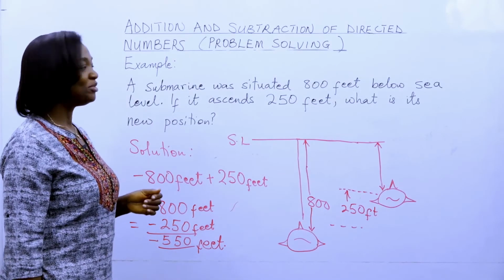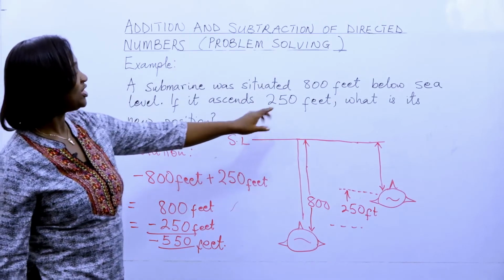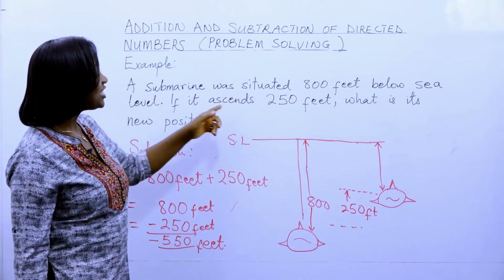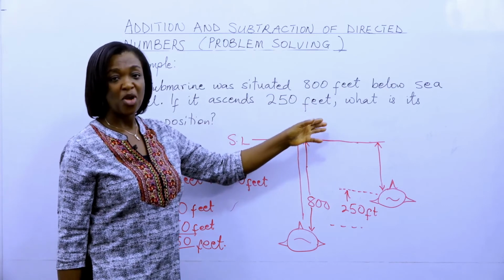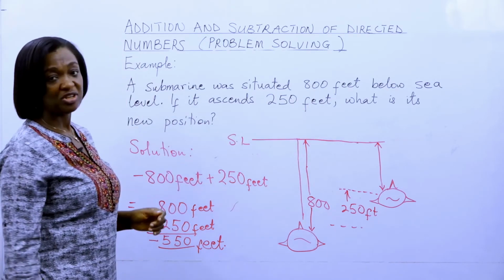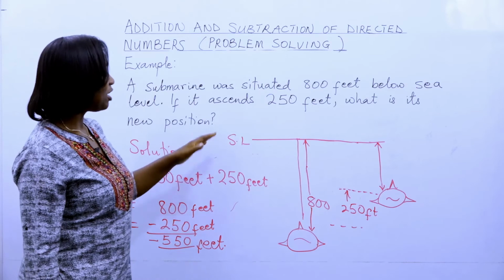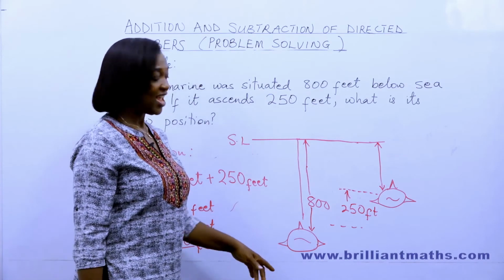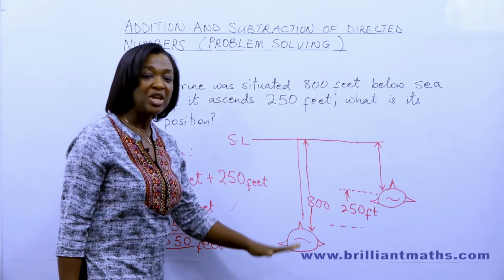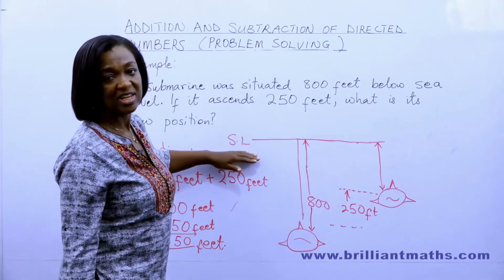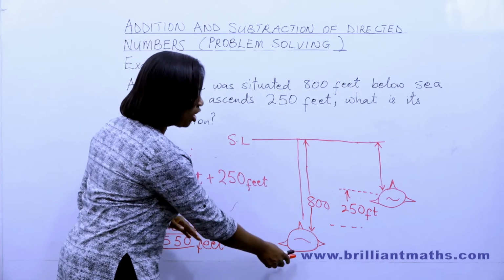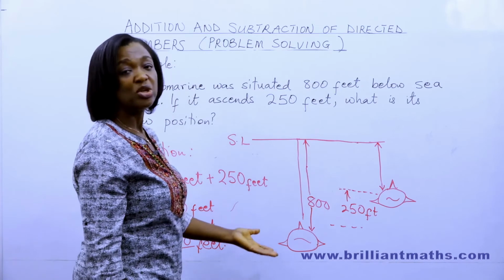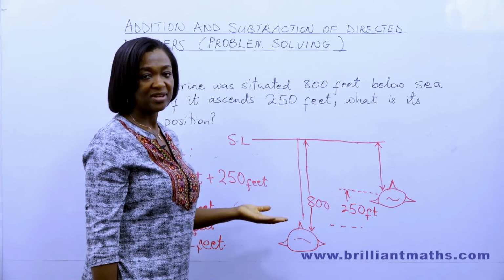Let's look at this example. A submarine was situated 800 feet below sea level. If it ascends 250 feet, what is its new position? So that means that the submarine is down in the sea. It's 800 feet below the sea level. So this is our sea level, and the submarine is all the way down here. And then it begins to push up bit by bit.